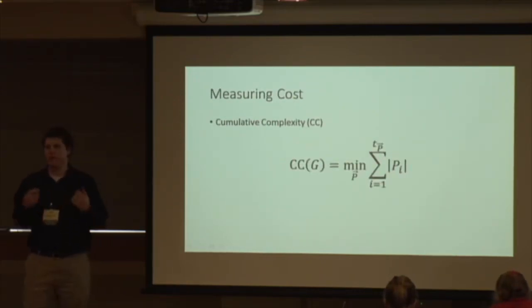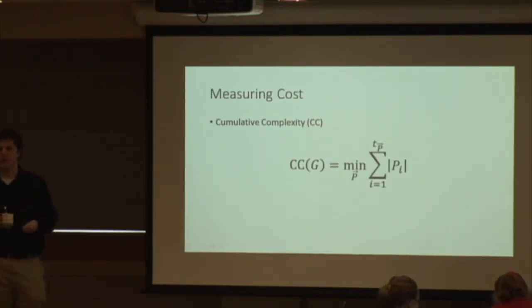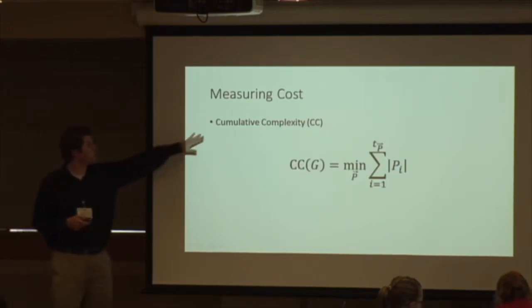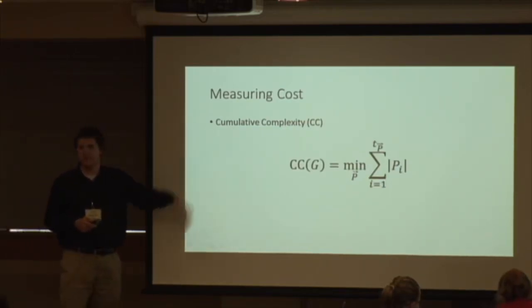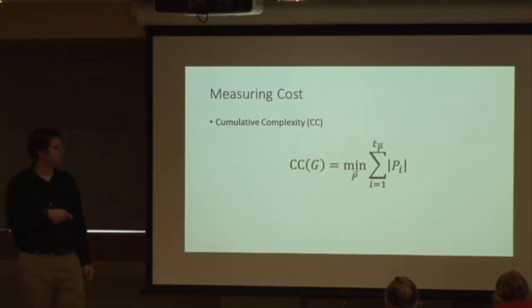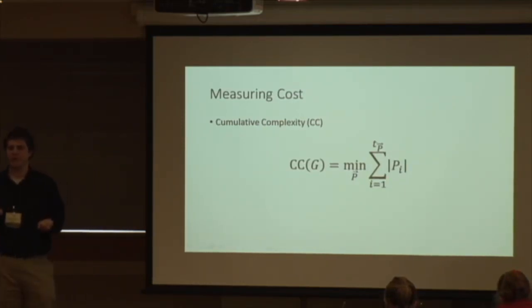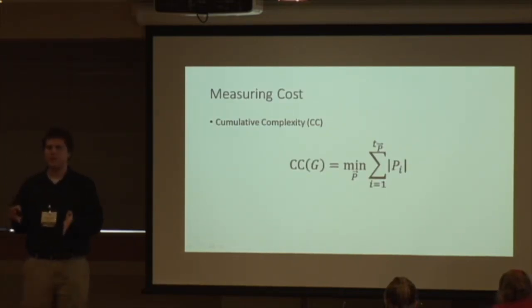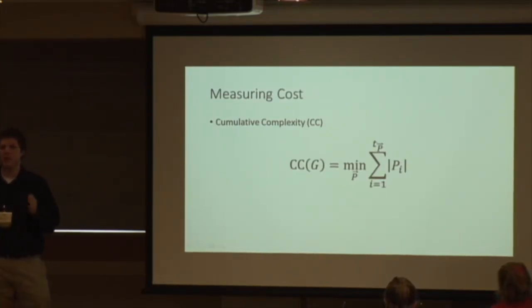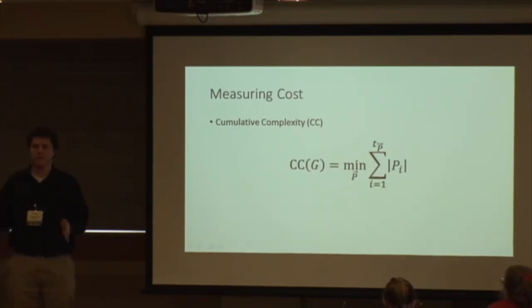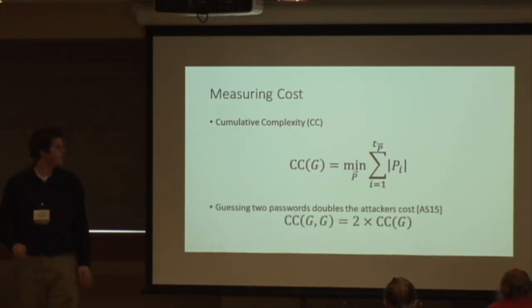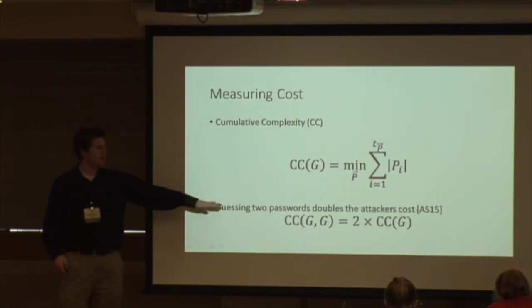So how do we measure the cost of a pebbling? Well, we use the notion of cumulative complexity. Cumulative complexity is just the sum over time of the number of pebbles on the graph at each point in time. This is telling us how much space the attacker has to allocate and how long he has to allocate that space for. And the nice thing about this cost measure is that it amortizes.